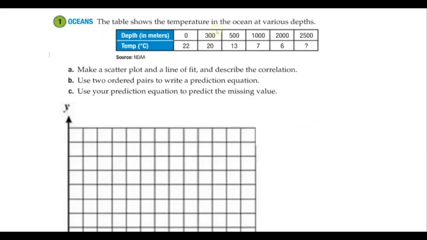The table shows the temperature in the ocean at various depths. If you're right at sea level, it's about 22 degrees Celsius. If you go down 300 meters, it's pretty far. You're at 20 degrees Celsius, and then so on. It gets really cold. Make a scatterplot, a line of fit, and describe the correlation.